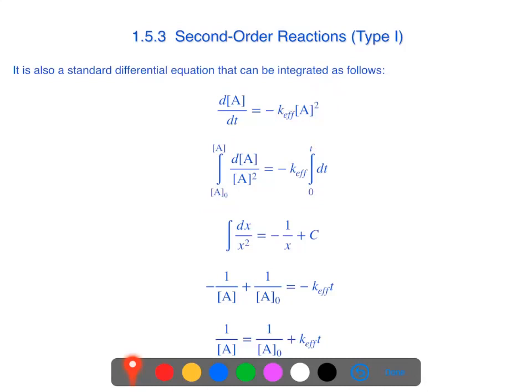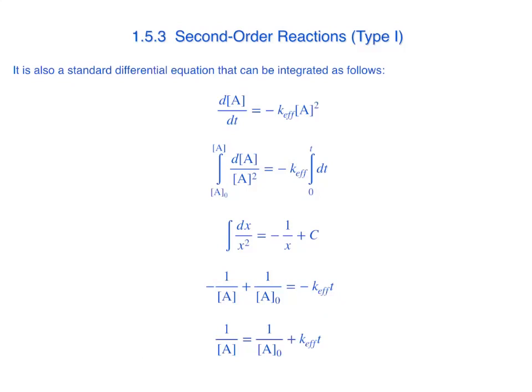This takes the form of the integral dx over x squared, and the solution to that is equal to minus 1 over x. And so we end up with the following integration. We have minus 1 over A plus 1 over the initial concentration of A equal to minus K effective t. And we can rearrange that slightly to remove some of those negative signs to result in our final integrated rate law expression for a second order reaction type 1: 1 over the concentration of A is equal to 1 over the initial concentration of A plus K effective times time.